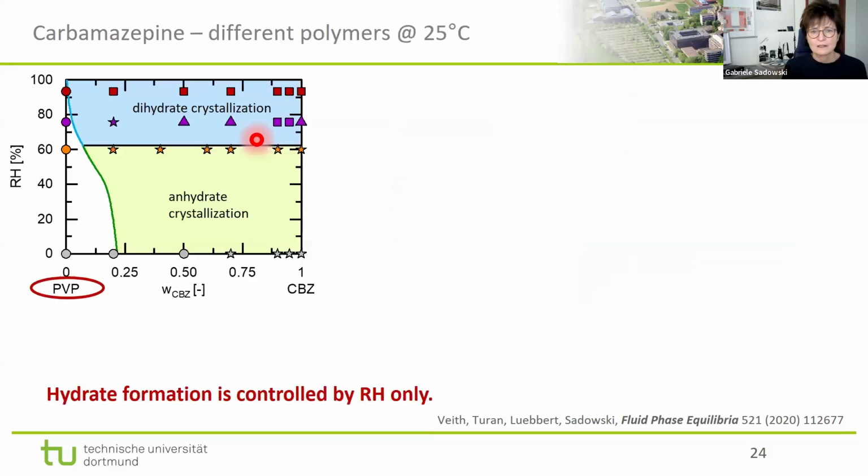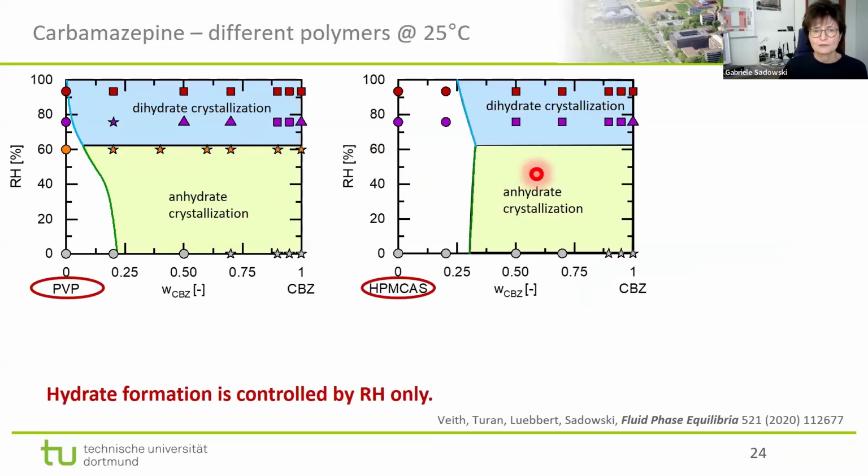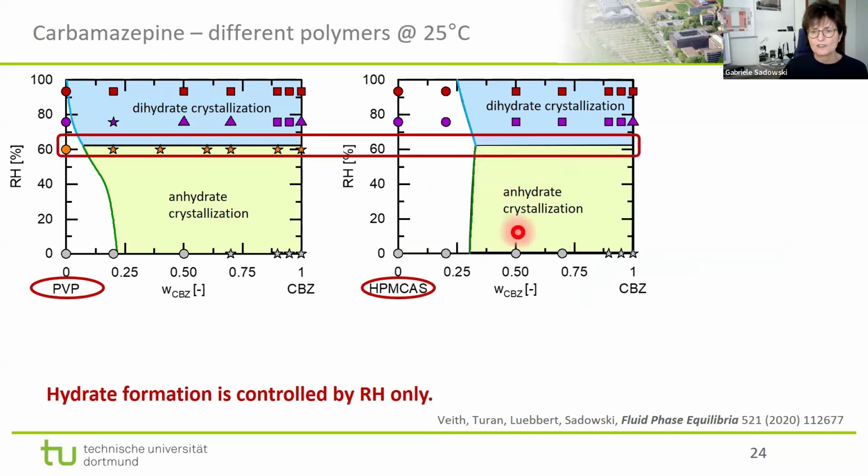And the same, just to show you, if you have a different polymer, the picture is changing a bit, the concentration as a solubility is changing, but what is not changing is the transition between the anhydrate and the dihydrate. It stays what it is and what it already was for the polymer-free system. So hydrate formation is controlled by RH. Whether we do get hydrates, yes or no, is only a question of RH. And if I want to have the anhydrate, I have to make sure that whatever I have stays below the critical RH.